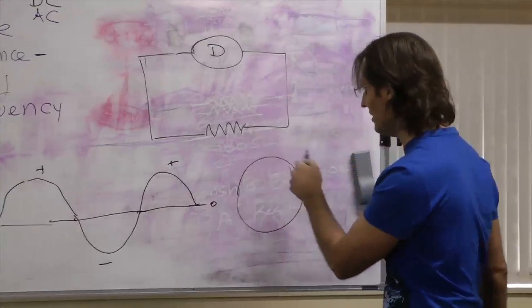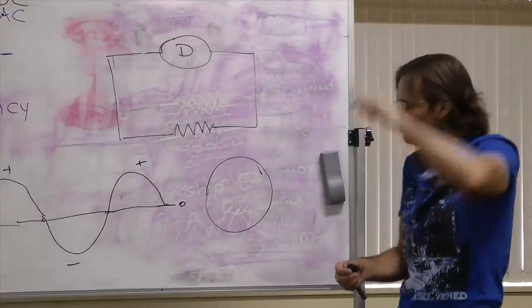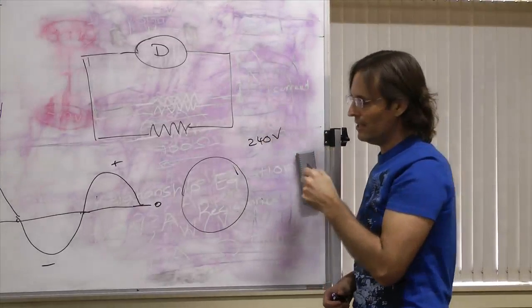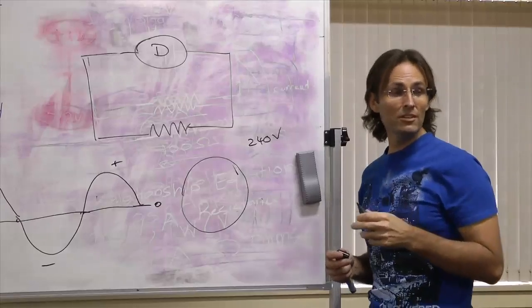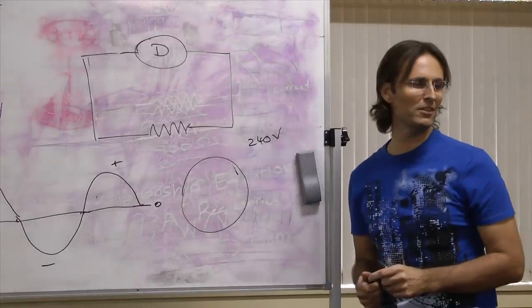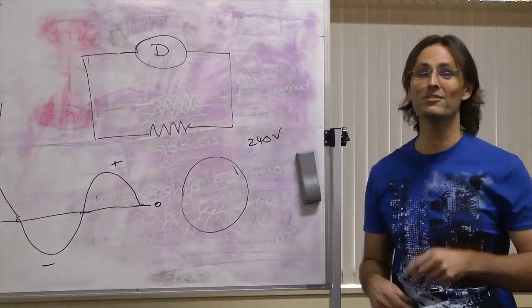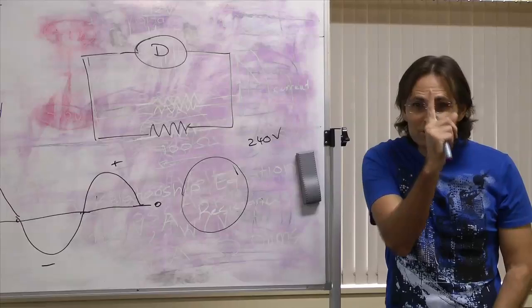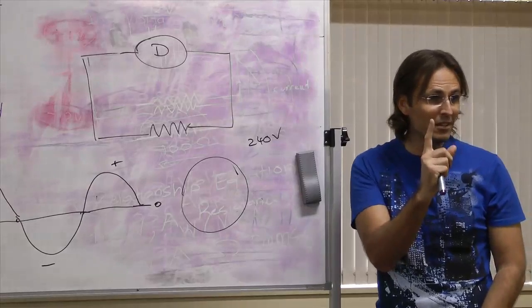So if at its maximum it produces 240 volts, it will produce anything between 240 volts positive and 240 volts negative. So there'll be times when you measure it and it will actually be at 0 volts, if you measured it at a certain point in time.